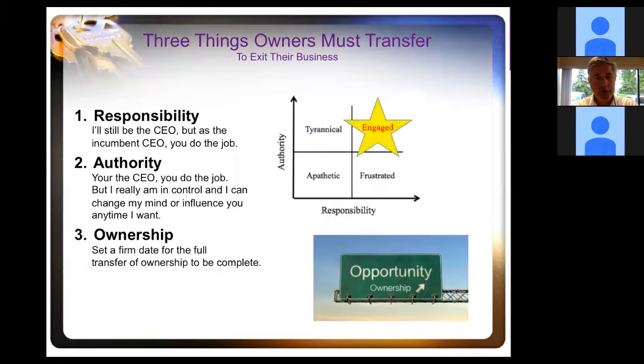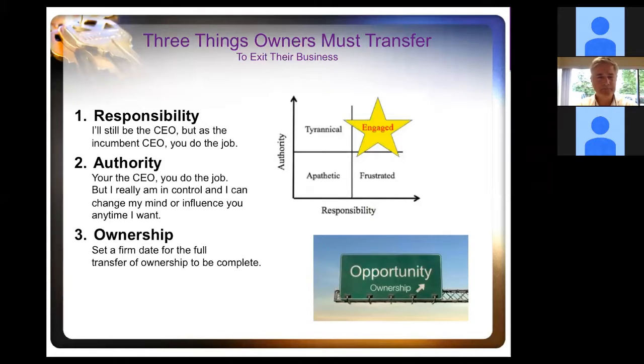In order for the owner to actually hand off the business leadership component, there are really three things that have to be handed off. First is the responsibility. That would be a statement something like, as the owner, I'm still the CEO, but I'd like you as the incumbent CEO to do the work for me. Then there's the handing off of authority. I'm going to make you the CEO.